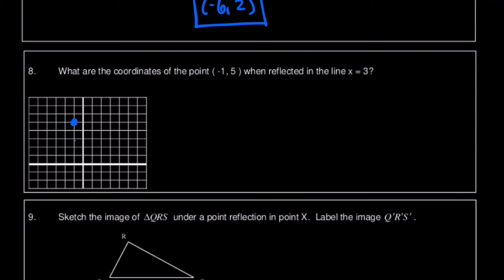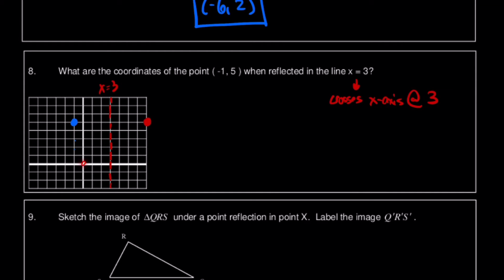And then remember, the line x equals 3 crosses the x-axis at 3. It's this line right here. There's your line x equals 3. So to reflect in that line, you have to count the number of spaces to that line and then go the same number to the other side. So that point's going to end up right there.